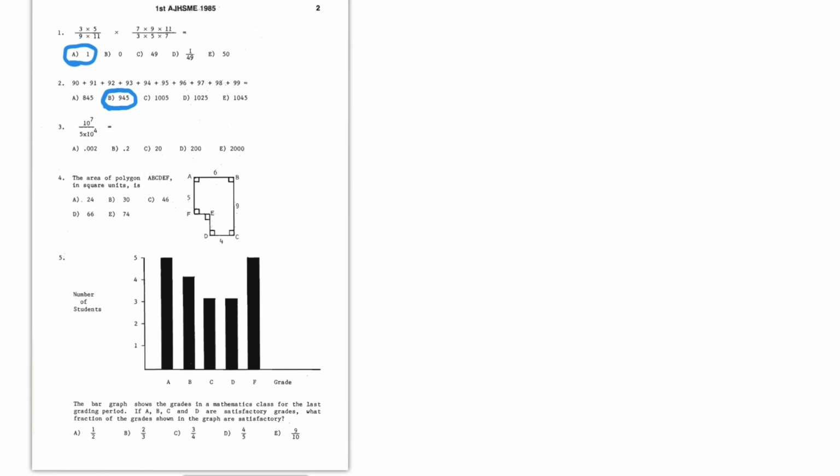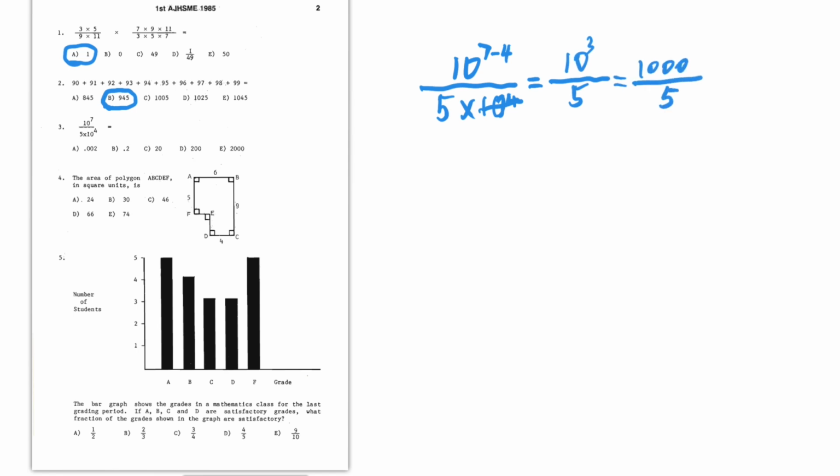Number 3, 10 to the power 7 over 5 times 10 to the power 4. We just cancel 10 to the power 4. In the numerator, cancel 10 to the power 4. Just use the power 7 minus 4. Now it equals 10 cubed over 5. 10 cubed is 1,000 over 5. That's 200. The answer is D.